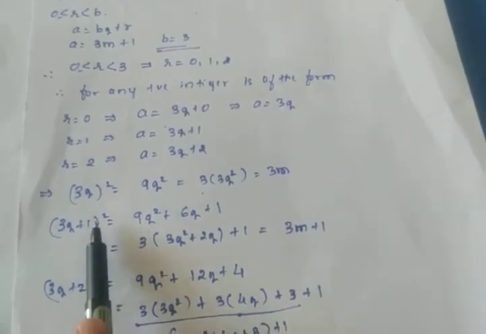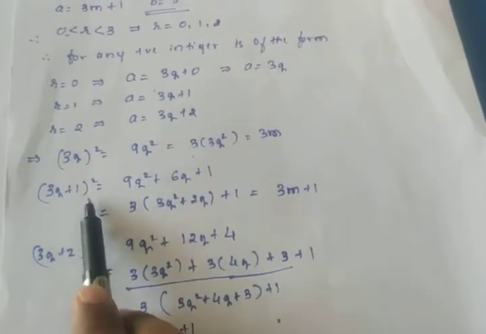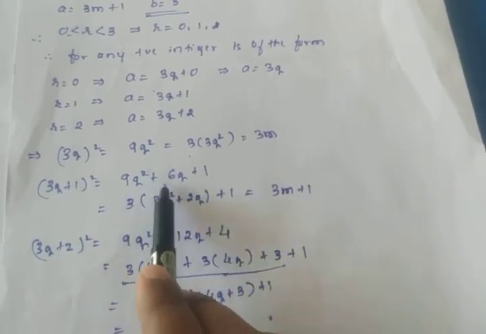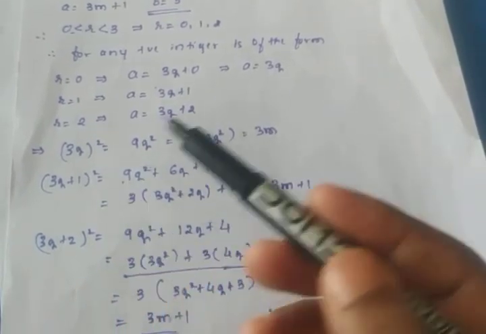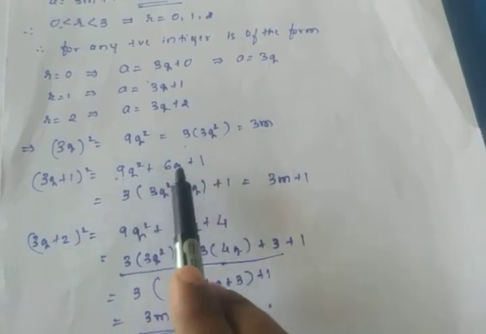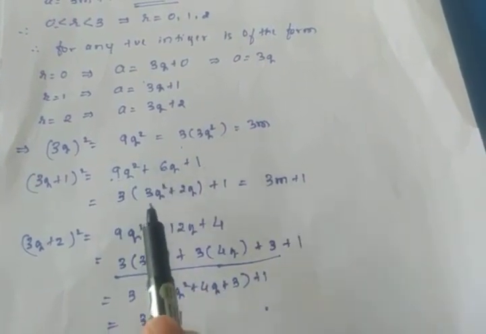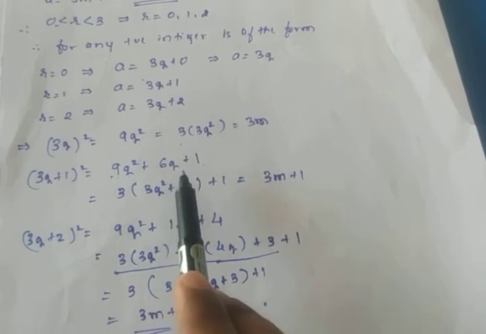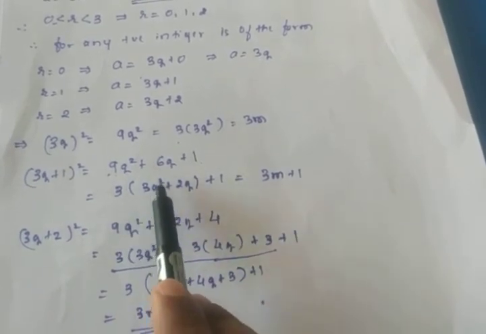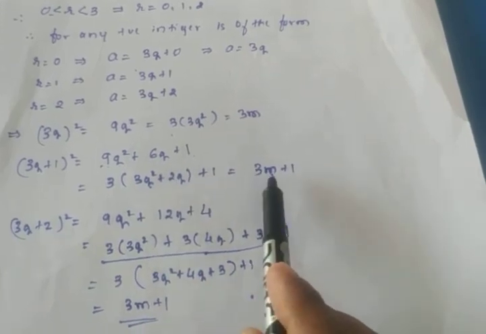Now for 3q plus 1 whole square, we apply the (a plus b) whole square formula. Now it is 9q square plus 6q plus 1. We have to take the multiple of 3 among this, because we have to bring it in the form of 3m or 3m plus 1. So taking the multiple of 3 among these two terms, it is 3 into 3q square plus 2q, plus 1 as it is. So 3q square plus 2q we write as m.